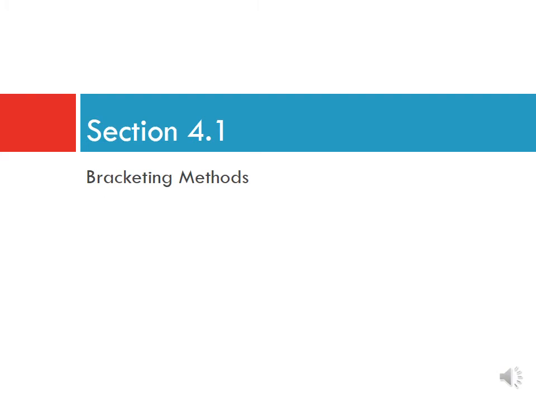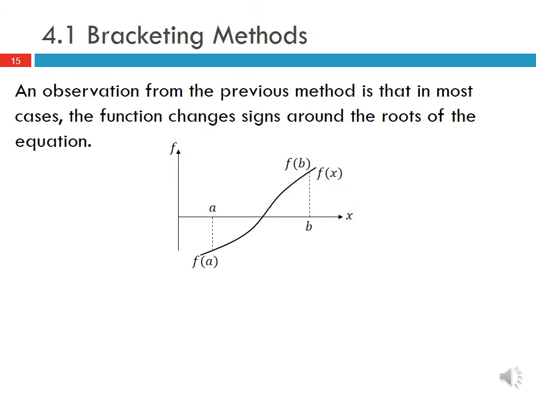So let's talk about the bracketing methods. As you may have observed from the graphical methods, in most cases, the function changes sign around the roots of the equation. So here f of a is negative and f of b is positive, and we see that there is one root in between those.